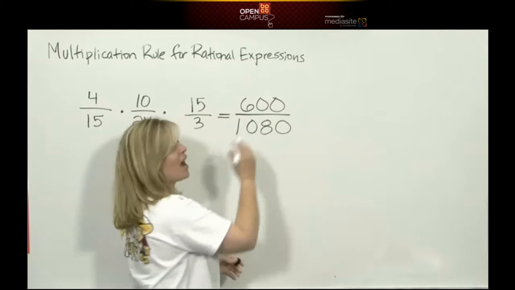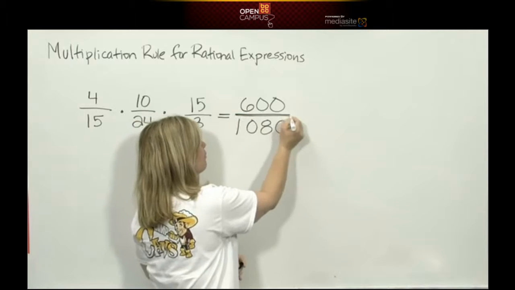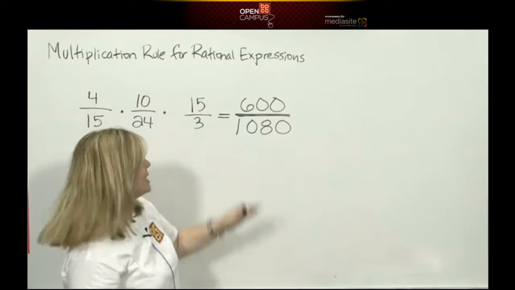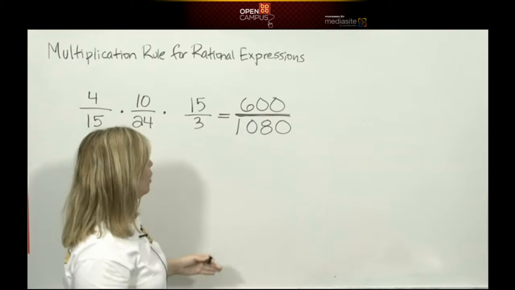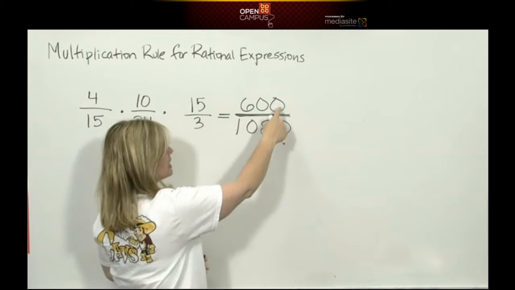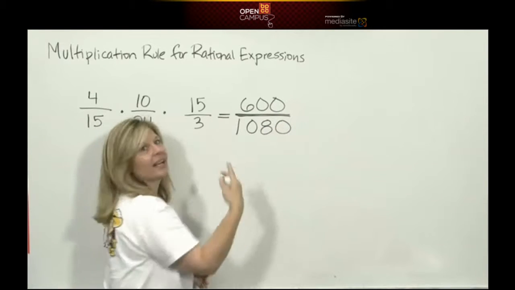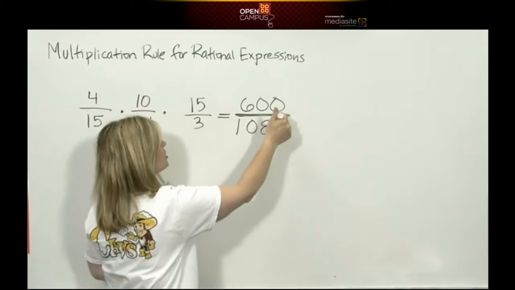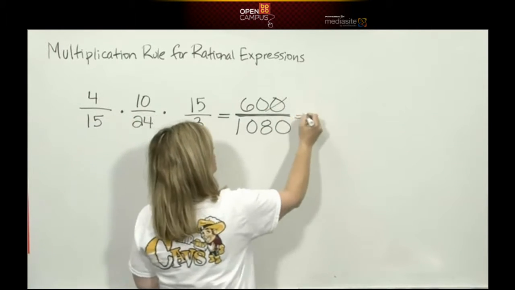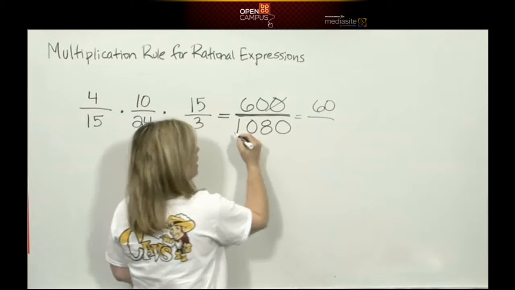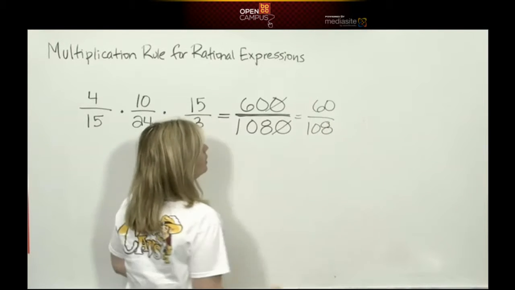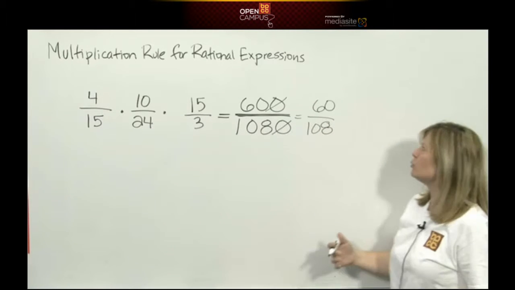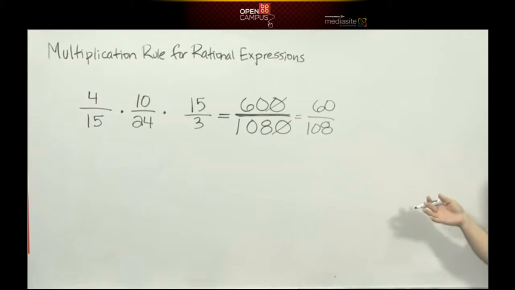But now, this fraction is unacceptable because the fraction bar means division. And now we got to divide. We got to reduce these very large fractions. Well, I know if both numbers end in a digit 0, I can divide by 10. So 600 divided by 10 leaves me 60. And 1,080 divided by 10 leaves me 108. But that's still not reduced. 60 over 108 is still a very large number.